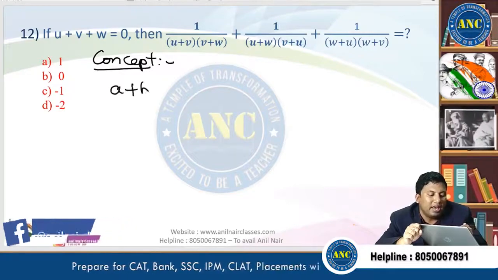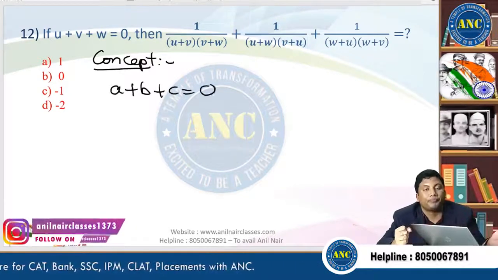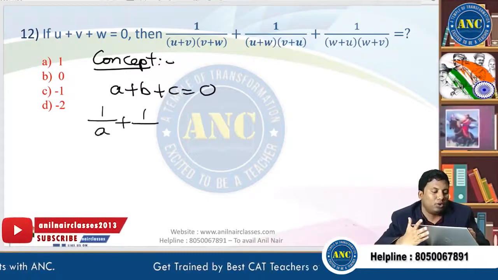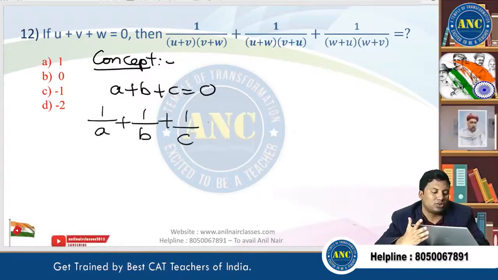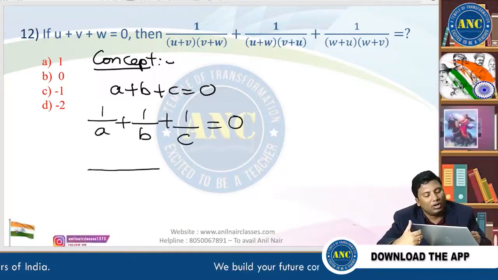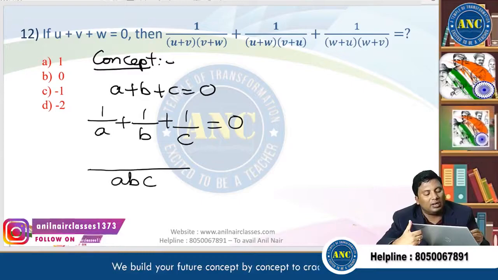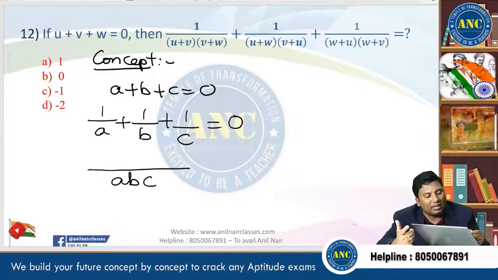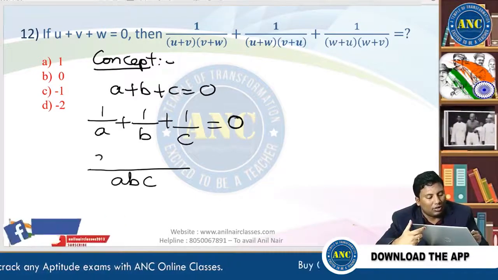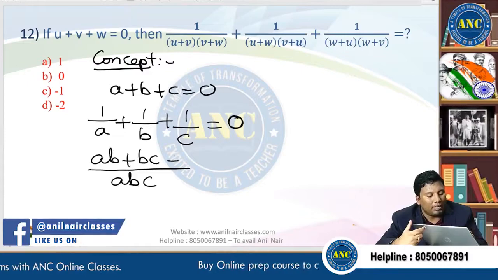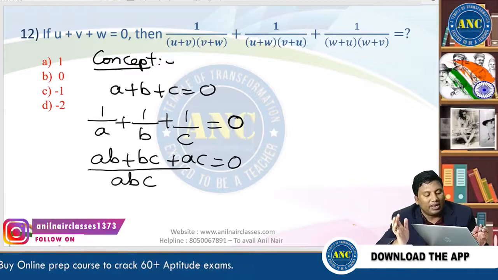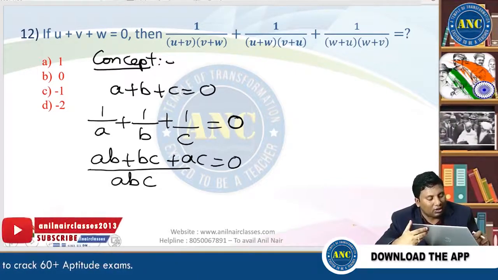Can I say a plus b plus c is 0? If it is 0, what will happen to 1 by a plus 1 by b plus 1 by c? This also will happen to be 0 because the denominator LCM is abc. If the denominator LCM is abc, 1 by a plus 1 by b plus 1 by c being 0 will become ab plus bc plus ac is 0. Am I right? That means a very, very important conclusion. Please write the conclusion here.